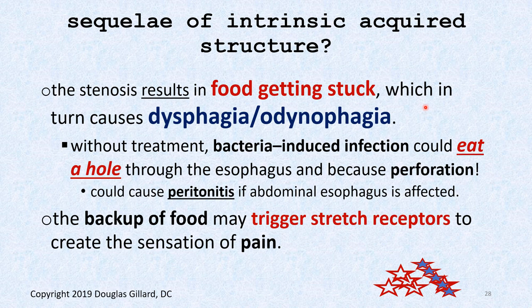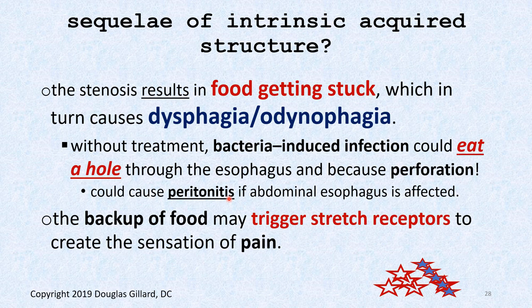And without treatment, if food is starting to back up in there, as we're going to see in a minute, you can get a bacterial infection, burrow a hole right through that esophagus, and you get a perforation. And now you're in trouble. You have to have surgery. If it happens in the abdominal esophagus, you could get peritonitis and die from that real quick. Remember, we talked about in the last lecture that the abdominal portion of the esophagus is intraperitoneal. So if you get a perforation, you can get peritonitis, which can turn into septicemia in a blink of the eye.